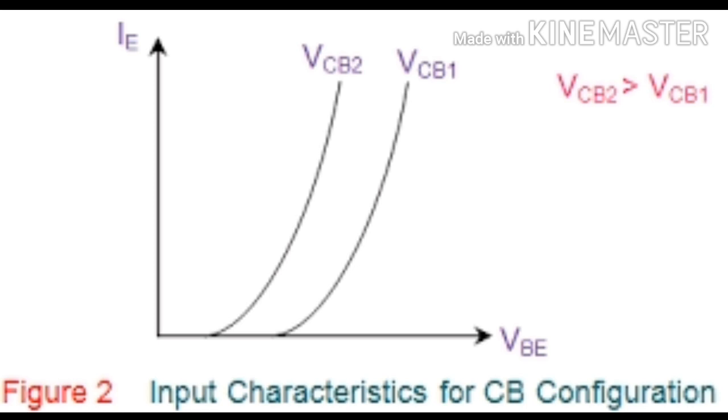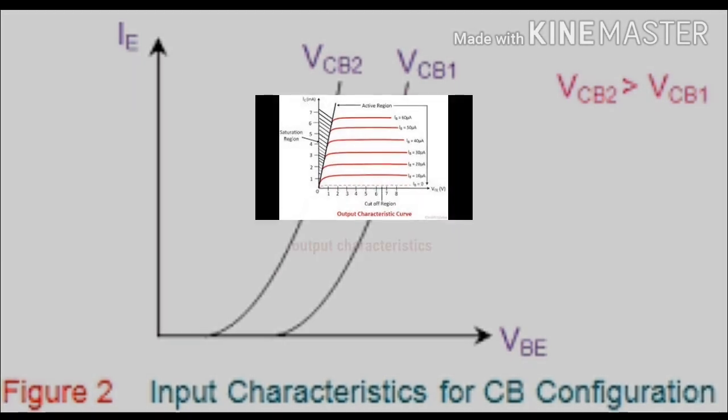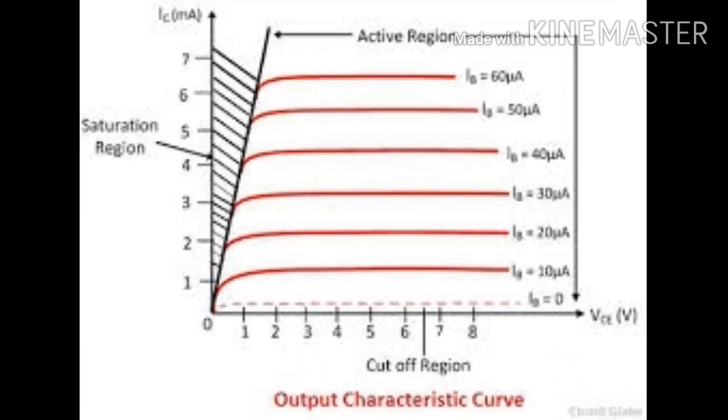The input resistance Ri of the transistor can be calculated from the input characteristic curve. Ri is defined as delta VBE divided by delta IB at constant VCE. As we can see, the input characteristic is a non-linear curve, so Ri will vary. At any point of the curve, Ri is equal to the slope of the tangent to the curve.